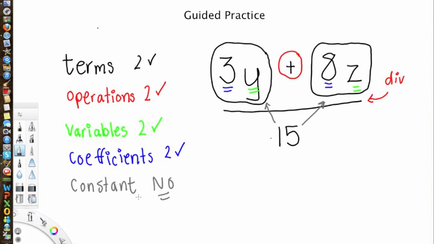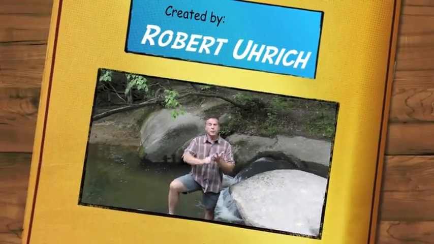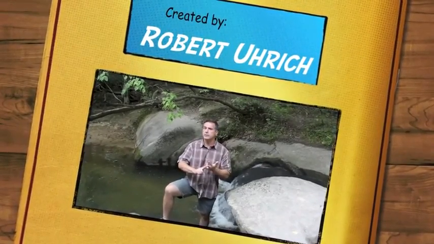Okay, so there you have it. We had a little tricky ending here, but I think if you can identify these key parts of an algebraic expression, you're in good shape. There you have it. Now you can identify different parts of an algebraic expression: coefficients, variables, terms, and constants.